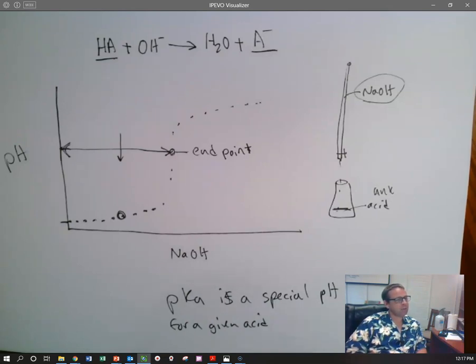This time we're going to get out a new Erlenmeyer flask. Put some, this time let's put in, instead of a half a milliliter of the unknown acid, why don't we put in 10 mils? Okay? And now we can titrate with that same stuff.